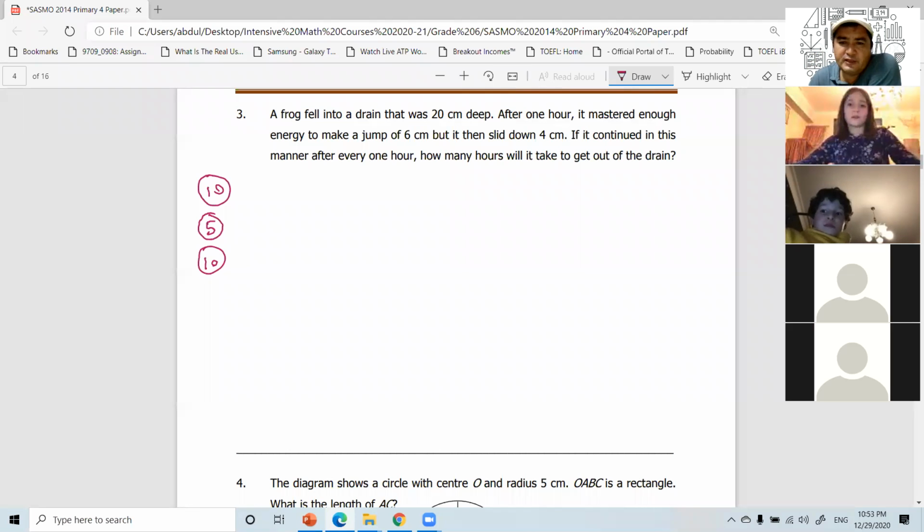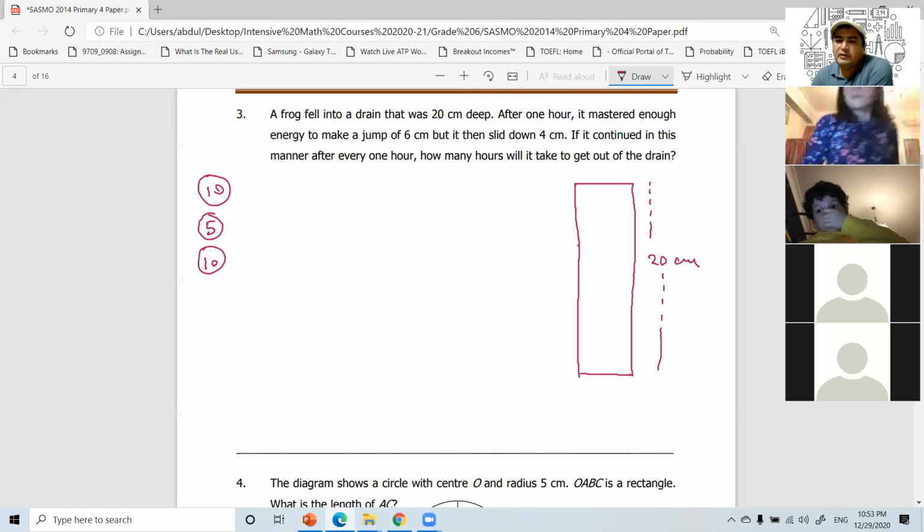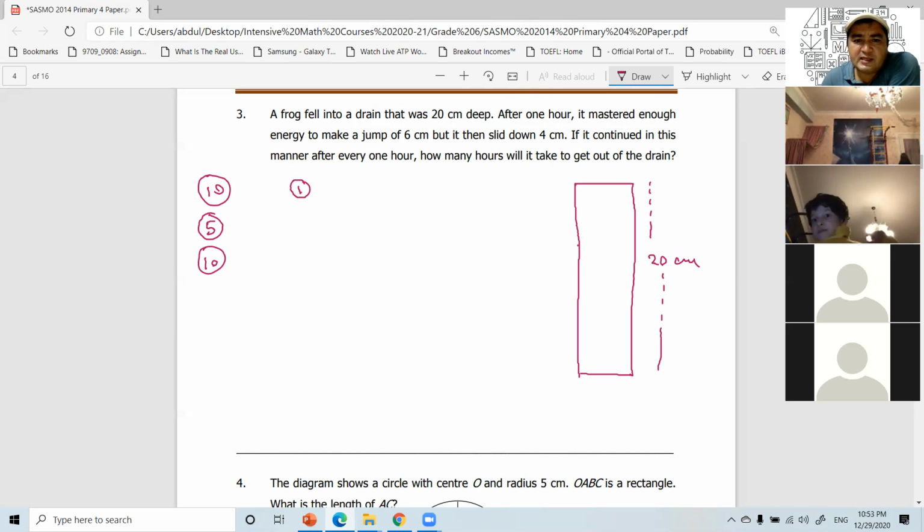It's a bit of a tricky question, okay? And usually this kind of question they ask in a lot of books. How deep is it? It is 20 centimeters, right? So the first attempt, the first hour, it just jumps 6 centimeters, but then slides down 4 centimeters. So it is 6 minus 4, which is 2. After the first attempt, it is 2 centimeters high.